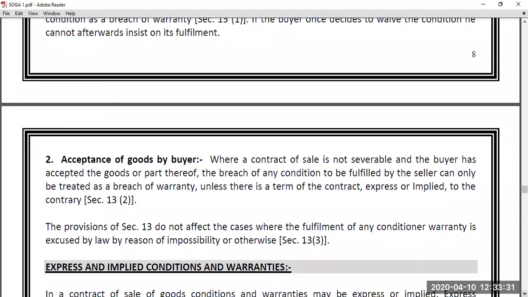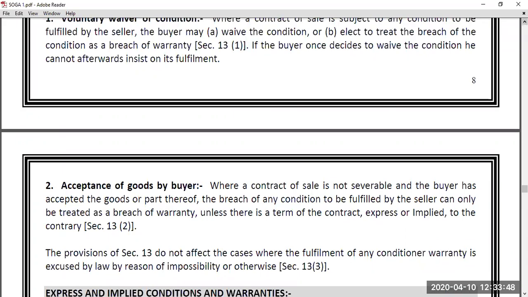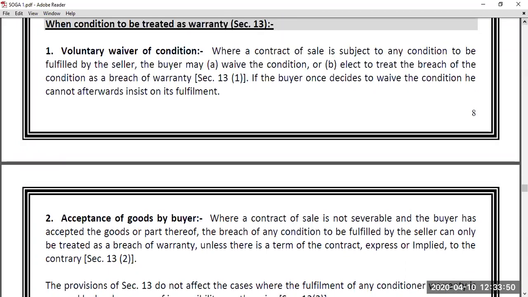So these are the main points, friends. The provision of section 13 does not affect the cases where fulfillment of any condition or warranty is excused by law by reason of impossibility, which we will see later on, but you can ignore that point also. Over here, you can consider these two points mainly: when a condition is to be treated as a warranty, that means when the breach of condition is to be treated as a breach of warranty. So voluntary waiver, and this you can say compulsory waiver.